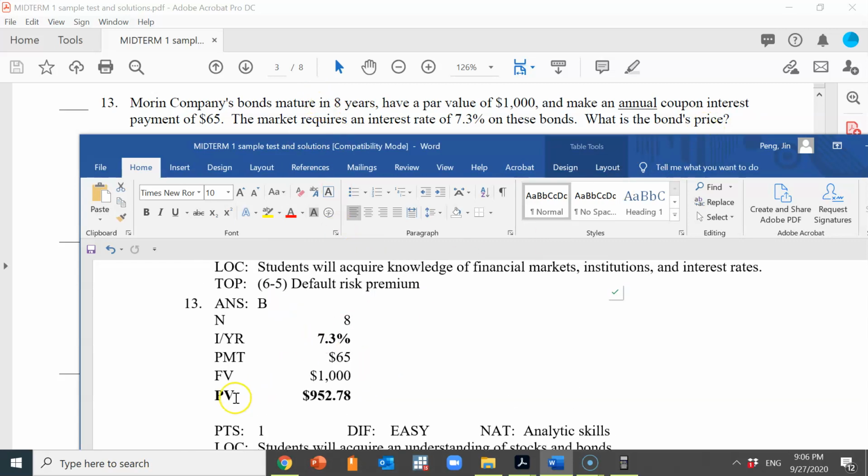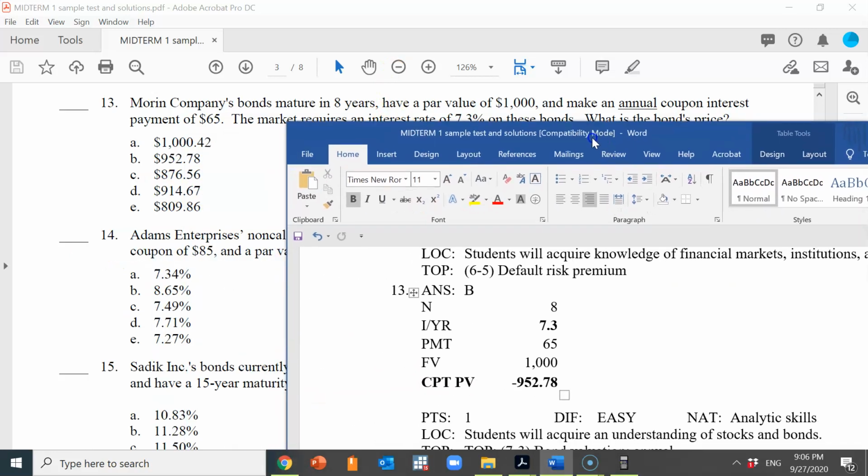solving for the bond price PV and input all the other four pieces of information in the financial calculator. Okay, N should be 8 years, I should be 7.3 annual interest rate, payment should be 65. Okay, future value should be 1,000. Both the payment and the future 1,000 par value are something you're receiving, so you input as positive, and then you compute for PV, the bond price. You should receive a negative number, and then we choose option B.